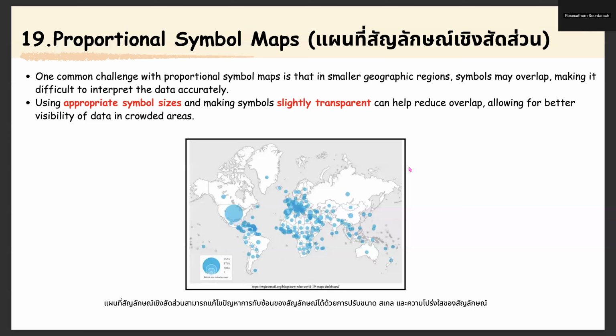And one common problem with this map is the smaller geographic regions. Symbols may overlap, making it difficult to interpret the data accurately. So you need to use appropriate symbol size and make symbols slightly transparent, which can help to reduce overlap and allow for better visualization in the crowded area.